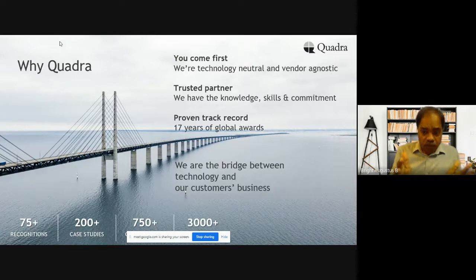So we want you to trust us and come to us, because the knowledge and the experience that we have gained all these years, we can bring it to you so that we can meet your business needs and challenges. The right kind of solution for the right kind of challenge that you're facing.